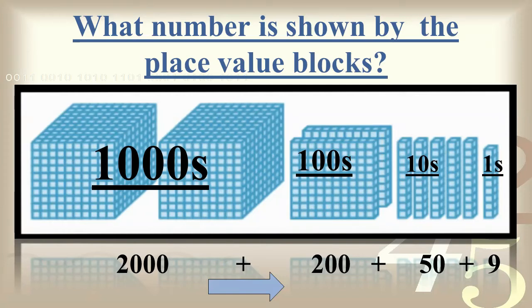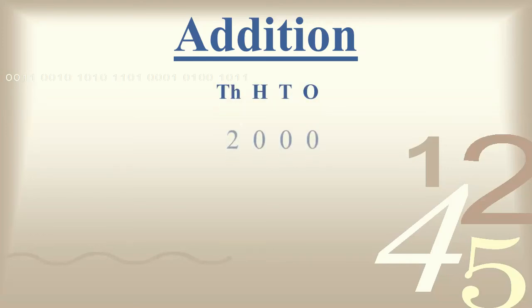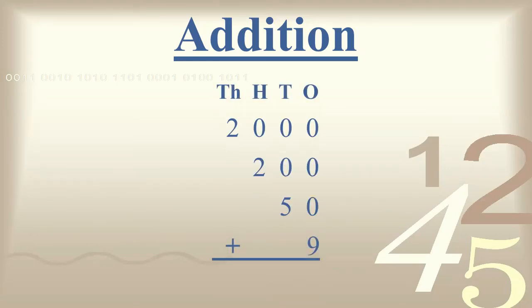We're going to look at all the amounts we had. We had 2000 blocks plus 200 more blocks plus 50 more blocks plus 9 blocks. We add all these values. When we add all these values, we get 2259 blocks. I'm sure you have understood today's topic. Hopefully there will be no confusion.